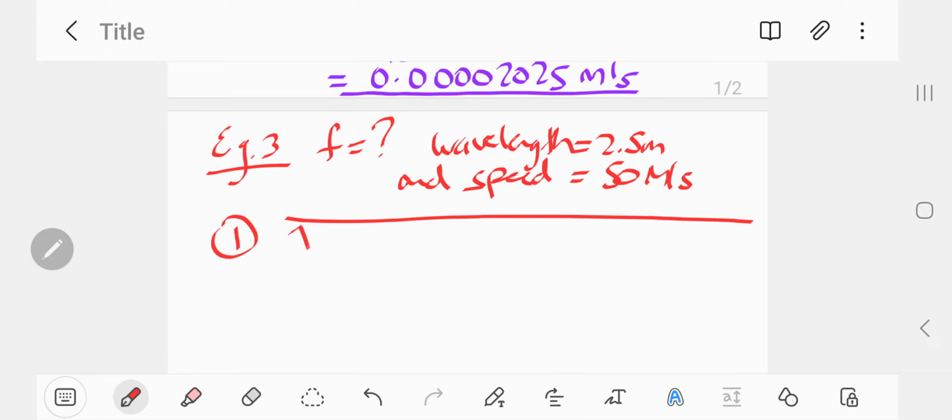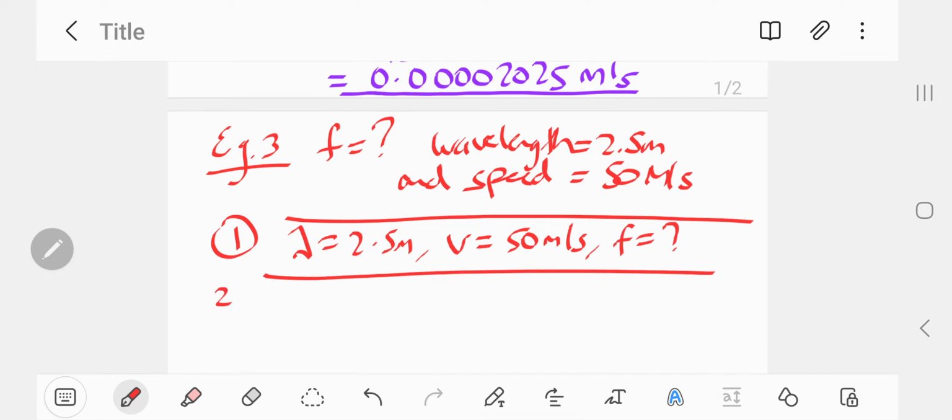Step 1, we know what wavelength is. It's 2.5 meters. We know what the speed is, in this case V, 50 meters per second. And we need to work out F. Step 2, V equals F lambda. We need to find F, so let's rearrange this. F equals V over lambda.